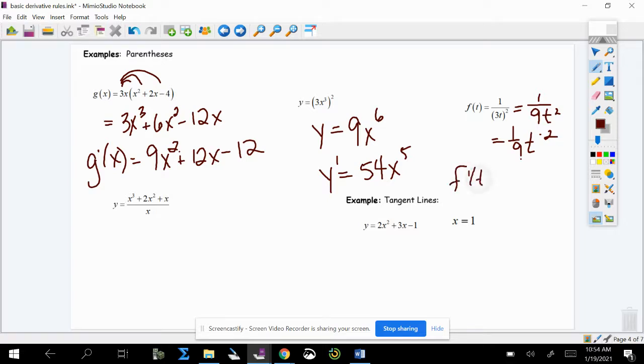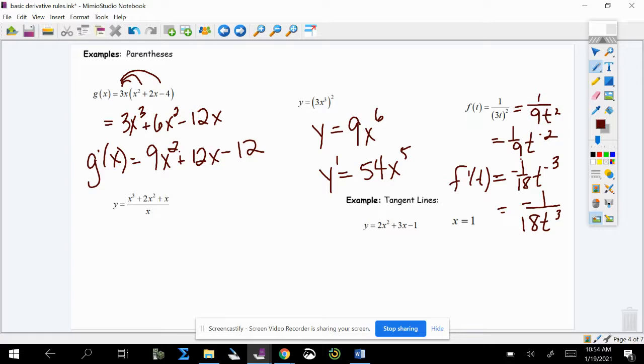So my derivative, power out front, negative 2 times 1/9 is negative 1/18. And then power 1 less is the negative third. And so the way I'm going to write it in the end, it takes a while to get there, is I'm going to write it as negative 1 over 18t cubed.